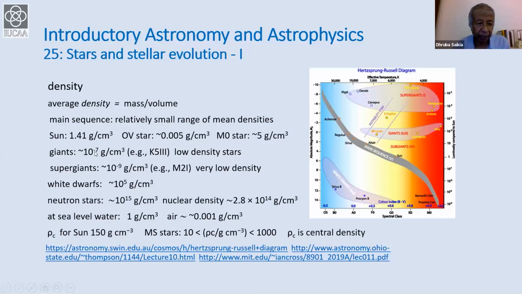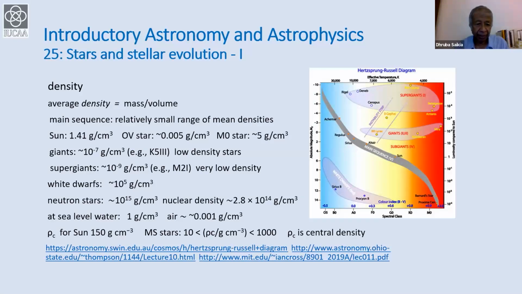Giants are about 10 to the power of minus 7 grams per centimeter cubed. Supergiants are about 10 to the power of minus 9 grams per centimeter cubed. And compared to this, white dwarfs are about 10 to the power of 5, which are the remnants of stars like our sun. Neutron stars, which are the remnants of stars which are 9 to 10 times more massive than the sun. And you can see that this is even more dense than the average nuclear density.